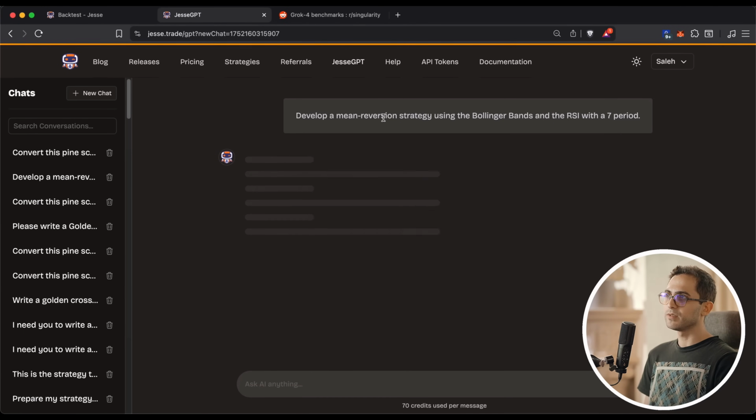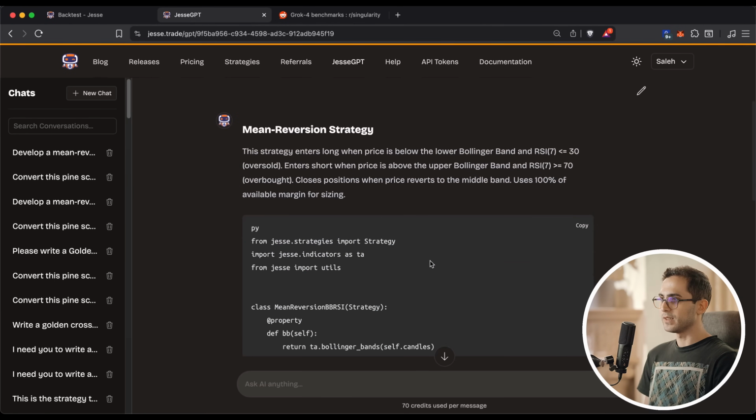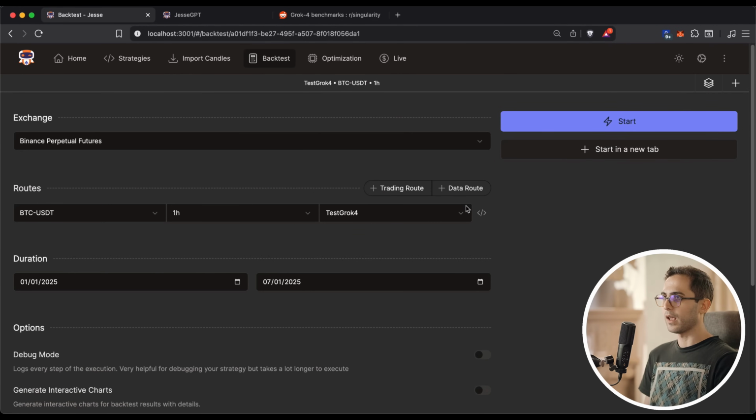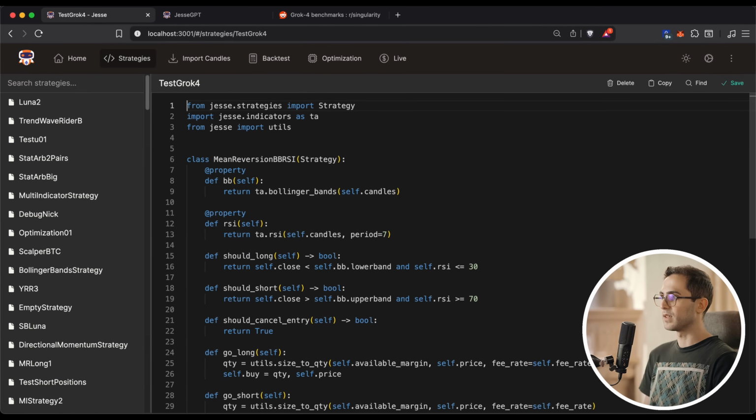Next, develop a mean divergence strategy using the Bollinger Bands and the RSI with a 7 period. Right, so here it is. It didn't do syntax highlighting. That's because of this extra py that you see here. So that's fine. Let's copy it. Go back and paste the code here. And also make sure to remove this extra py.